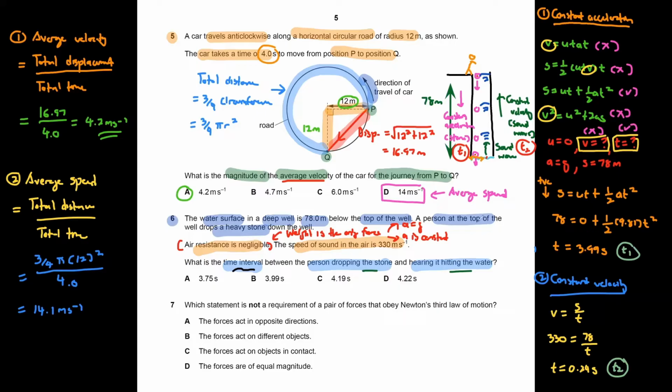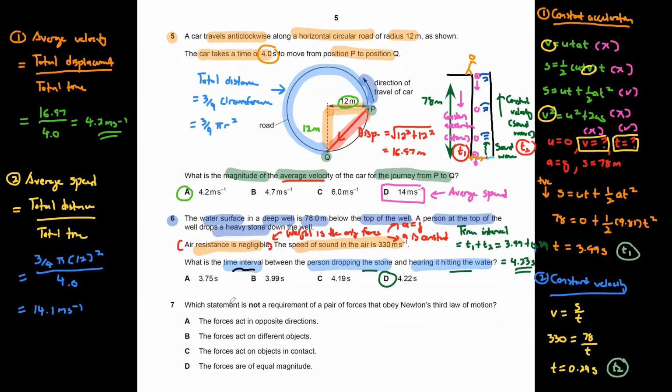What is the time interval now? In our case, the time interval, let me find a suitable color, probably green. Our time interval now is T1 plus T2, which will in turn mean 3.99 plus 0.24, giving us the final answer as 4.23 seconds. So our answer here is supposed to be D. Okay.